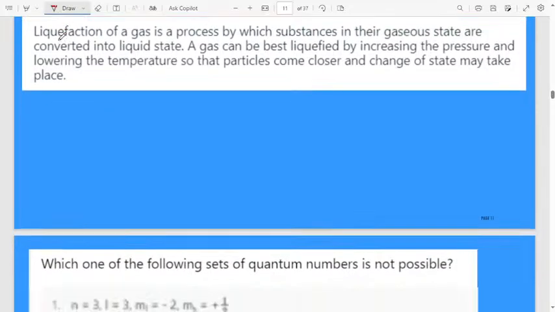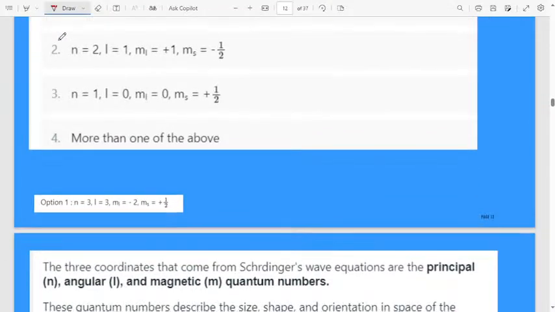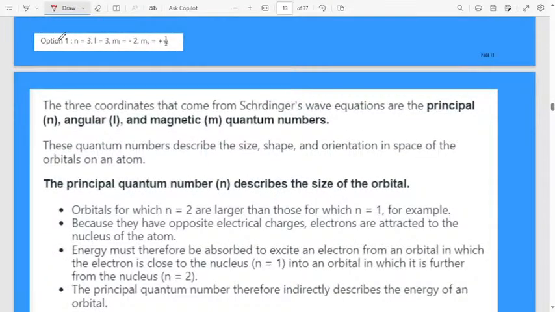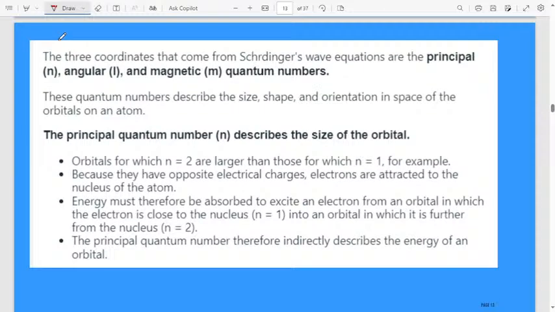Okay, then next: which of the following sets of quantum numbers is not possible? Let us study in detail what is meant by quantum numbers. What is the use of quantum numbers? This topic that I am discussing, structure of atom, is a very important topic, and based on this topic they will definitely ask questions.